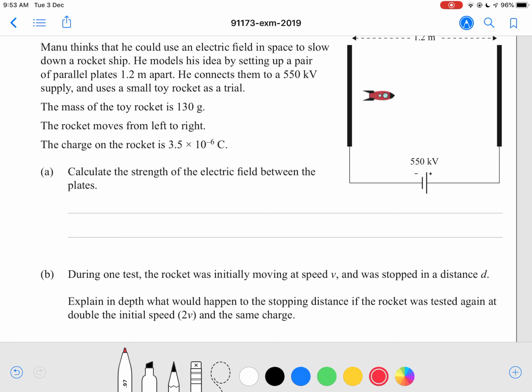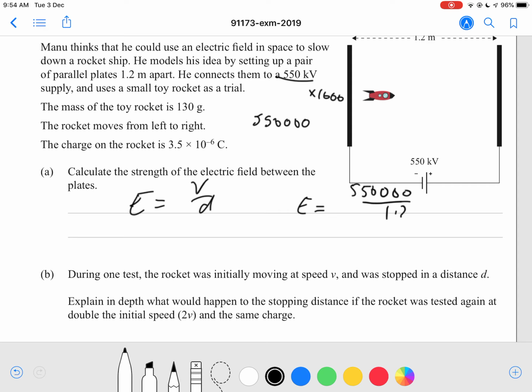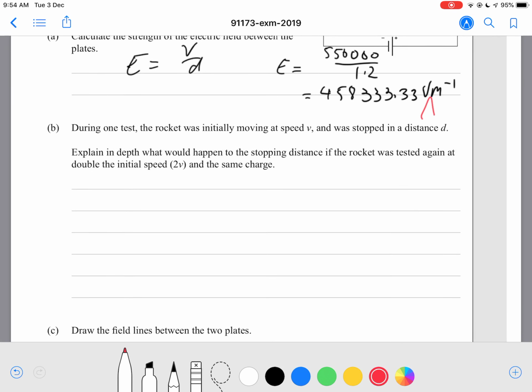So we know that the electric field can be expressed by the relationship E equals V over D. So E equals voltage, which is 550 kilovolts. Remember, kilo is times by 1,000. So this is actually equal to 550,000 volts, over the distance, which is 1.2. That should give you an answer of 458,333.33 volts per meter. And that should net you an achieved grade.